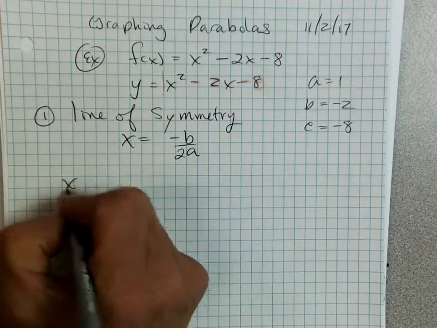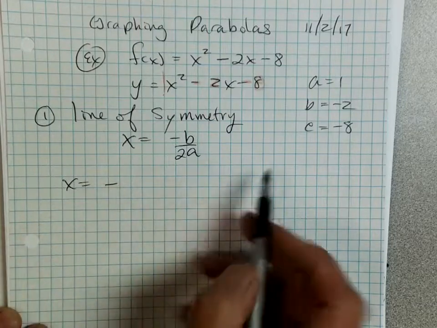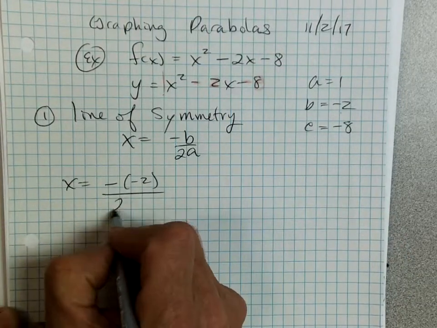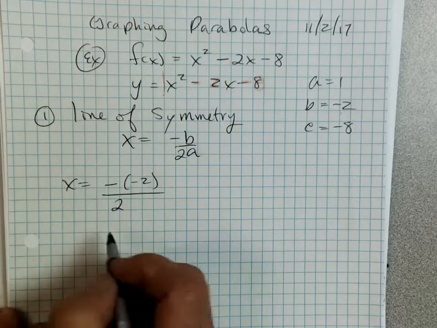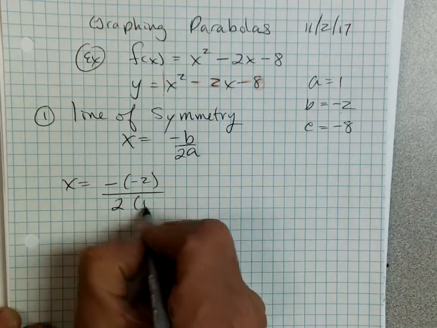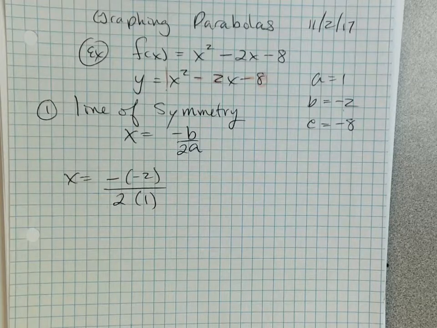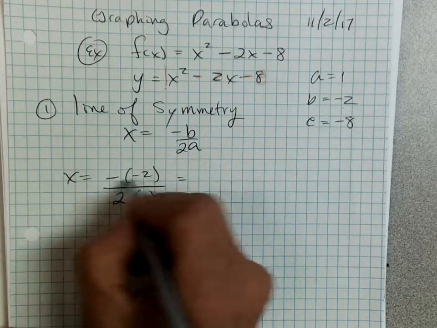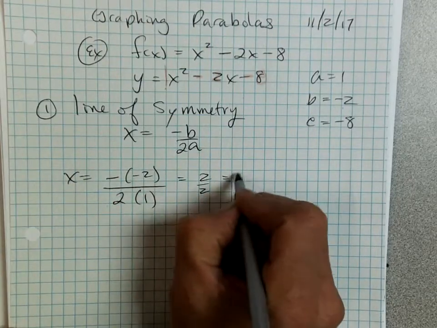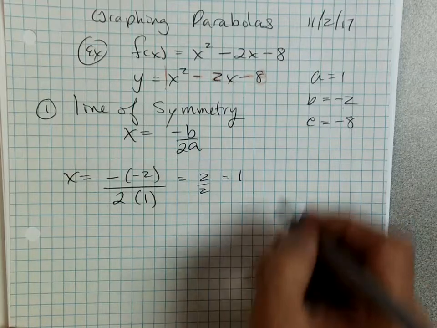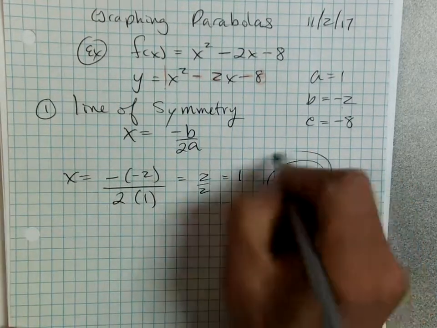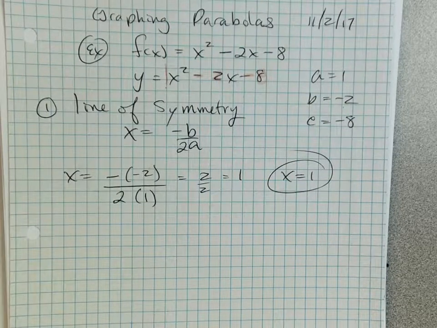So the line of symmetry, let's go x equals negative. Well, let's see. We said b was a negative 2 over 2 because that's part of the formula times a, which is 1. Okay, now we just need to simplify this, all right? So I'm going to simplify that. Positive 2 over 2, which is 1. So my line of symmetry is x equals 1. I'm going to circle that because I want to come back when I graph and use it.